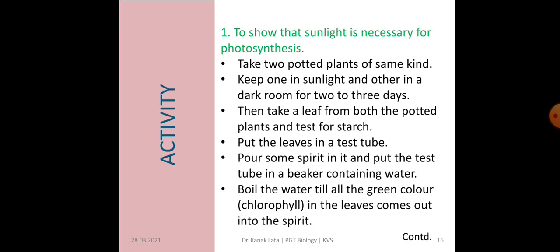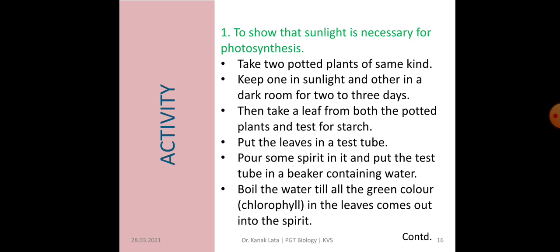Now let us see a few activities. The first activity shows that sunlight is necessary for photosynthesis. In the previous session we discussed that there are 4 raw materials of photosynthesis and one was sunlight. Whenever any one of the raw materials is not present, there will be no process of photosynthesis. So this activity confirms that sunlight is necessary for photosynthesis.